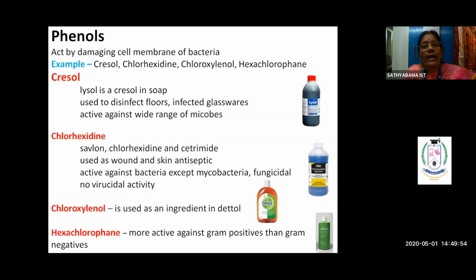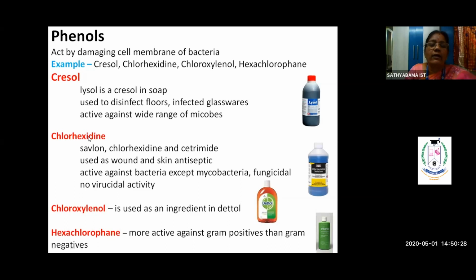Phenols. Under this group, we have cresol, chlorhexidine, chloroxylenol, hexachlorophane. Again, phenolic group of disinfectants are widely used in hospitals. They act by damaging the cell membrane of the bacteria. So the best example for the cresol is the Lysol, which is the common floor disinfectant used in hospital. It is also used to disinfect glasswares. It is active against a wide range of microbes.